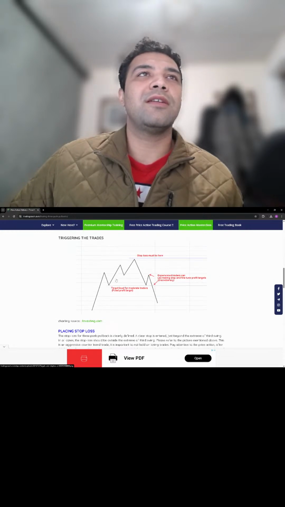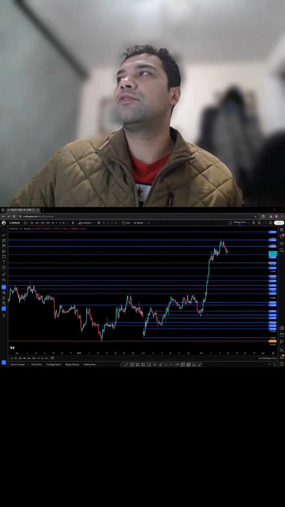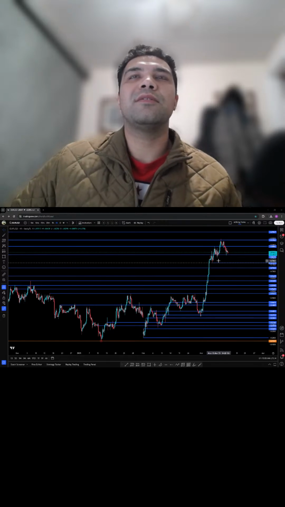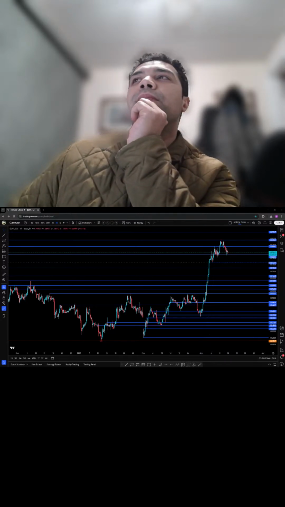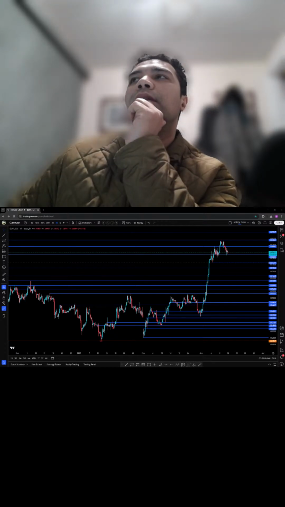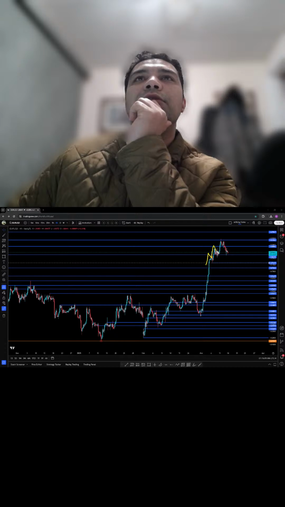So it's just like that. You can keep that in mind, that this is a similar structure that has been showing here. We can see that this is a three push pattern. So this is the first push, second push, and third push, and similarly a pullback, and then continuation.